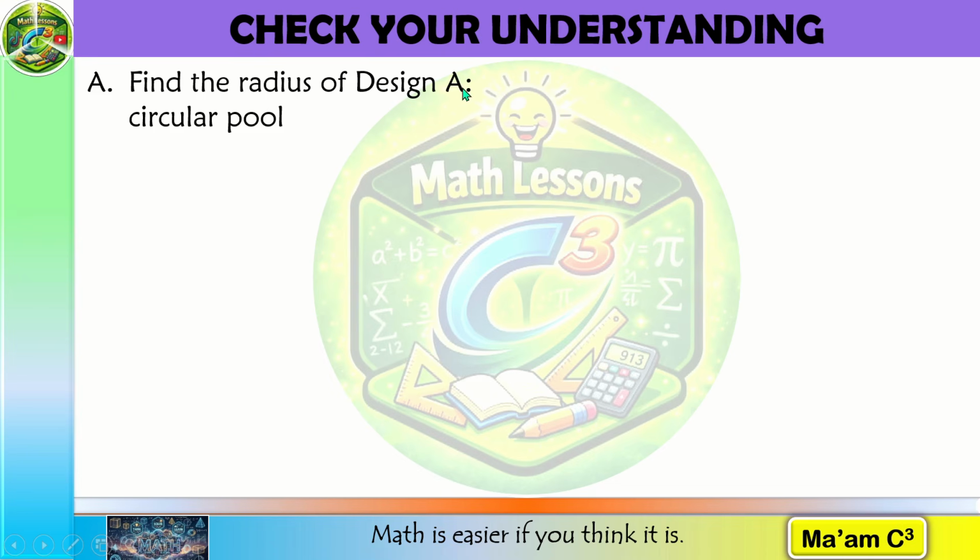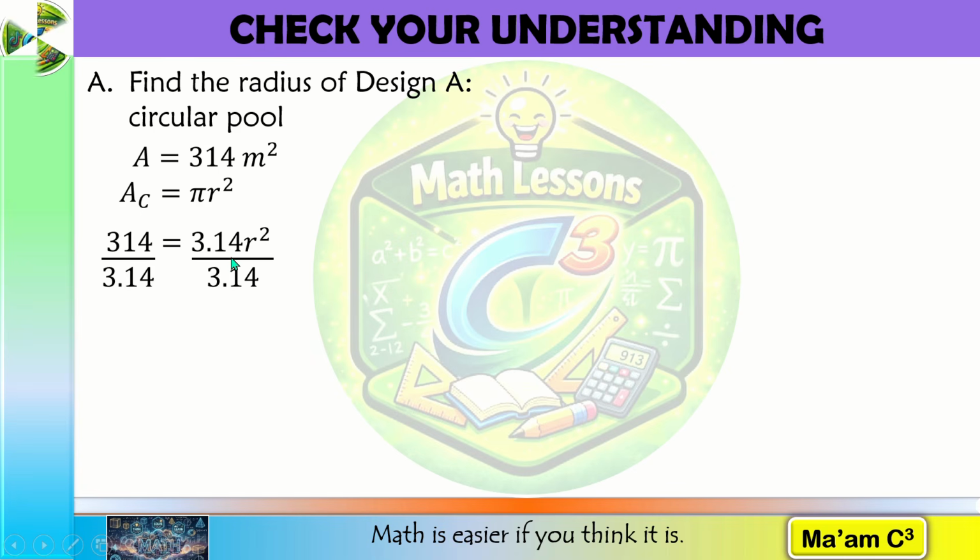Find the radius of design A, the circular pool. Let us recall the area, that's 314 square meters. And since this is circular, let us recall the area of a circle, and that is pi r squared. Now let us substitute this area in this formula. Let us divide both sides by 3.14. 3.14 here will cancel out. 314 divided by 3.14 is 100. So 100 is equal to r squared.